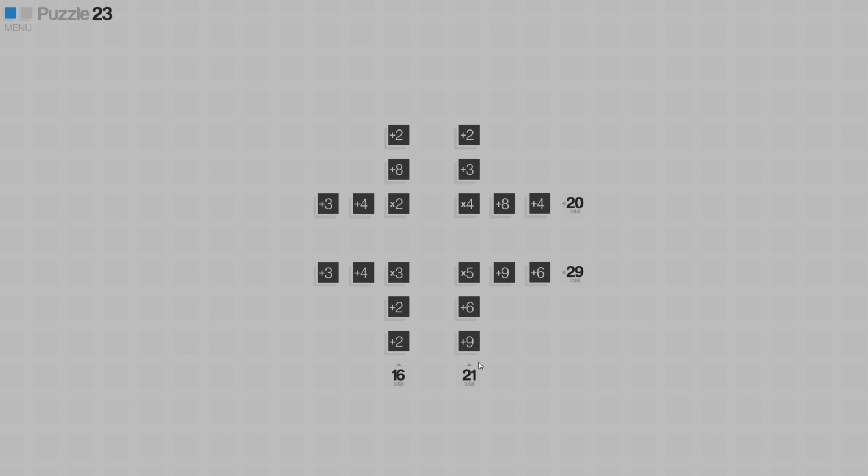Again, can we reach this value without the multiplication tiles? Again, the answer is no. 2 plus 3 is 5, plus 6 is 11, plus 9 is 20. That's not enough. Can we use both multiplication tiles? In this case, the answer again is no.